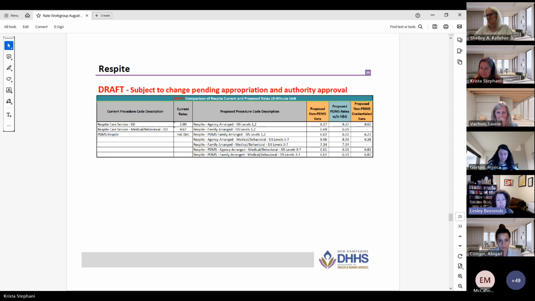And you also see that some of those do have that credentialing again, not all of them, but it is kind of applied in there.